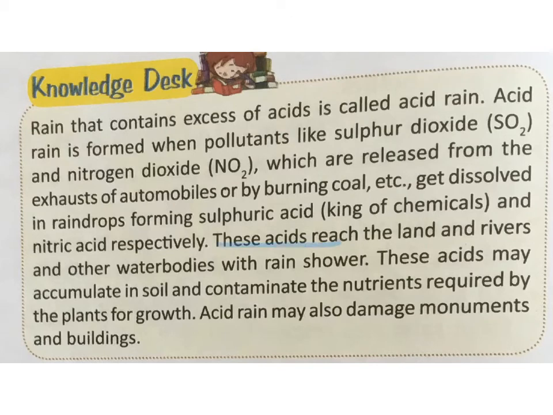These acids reach the land, rivers and other water bodies with rain showers. These acids may accumulate in soil and contaminate the nutrients required by the plants for growth. Acid rain may also damage monuments and buildings. The famous example of a monument corroded by acid rain is the Taj Mahal.